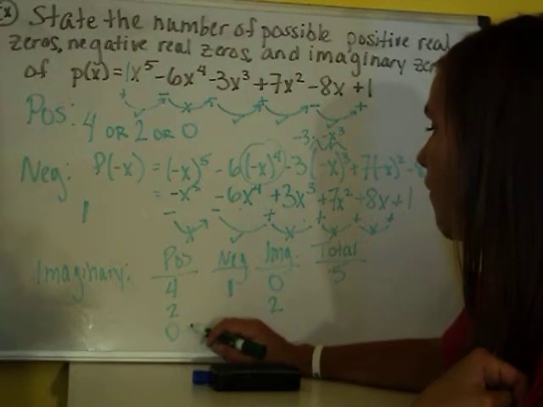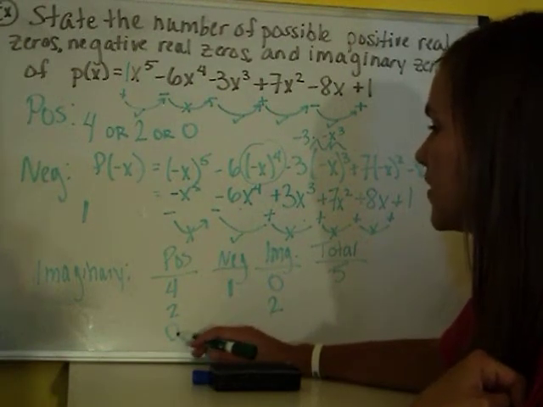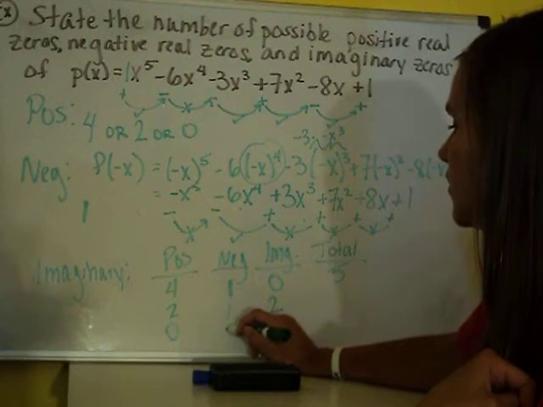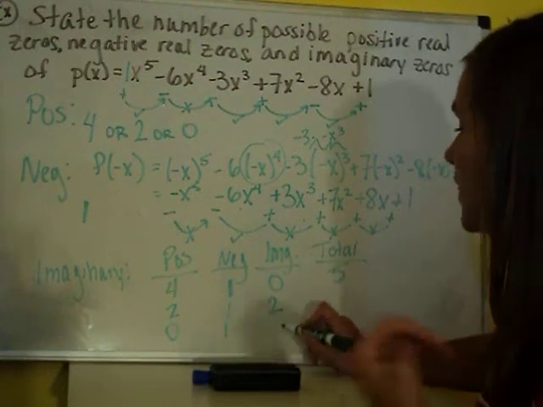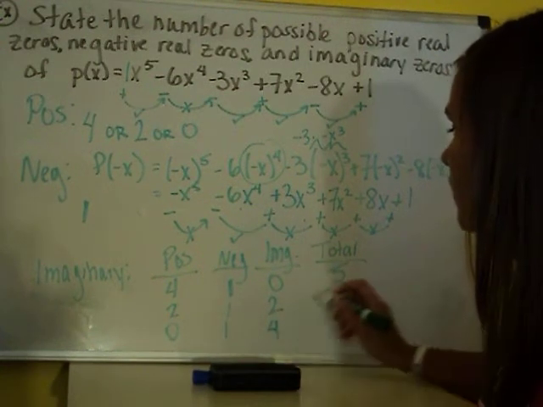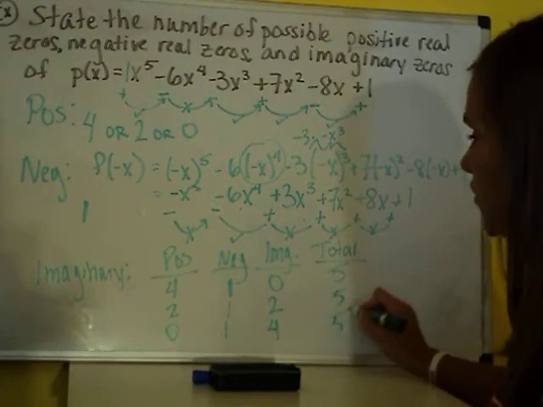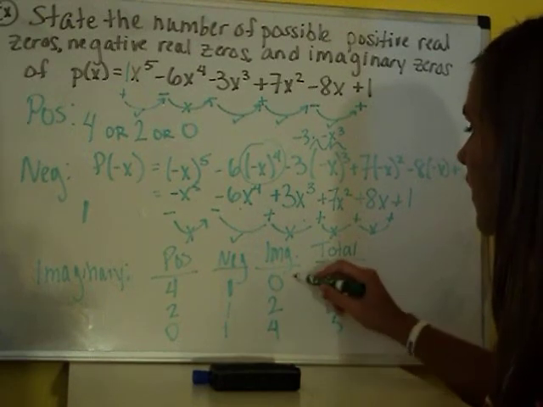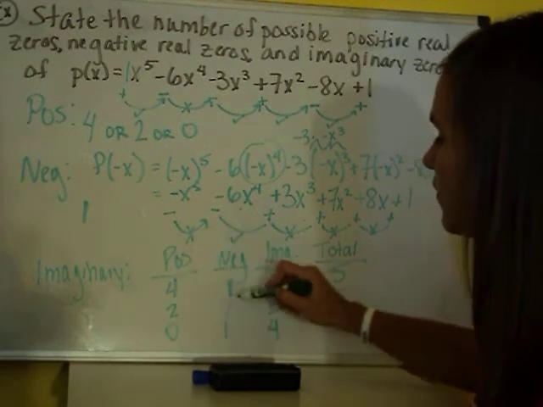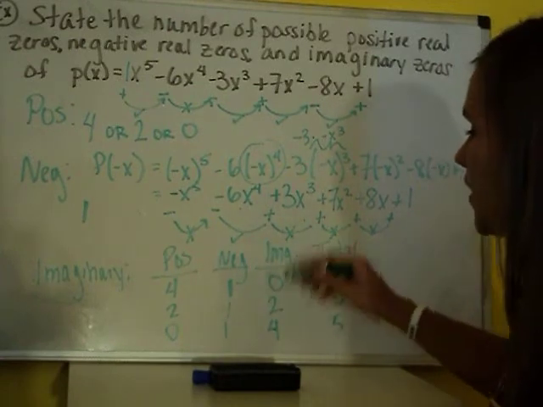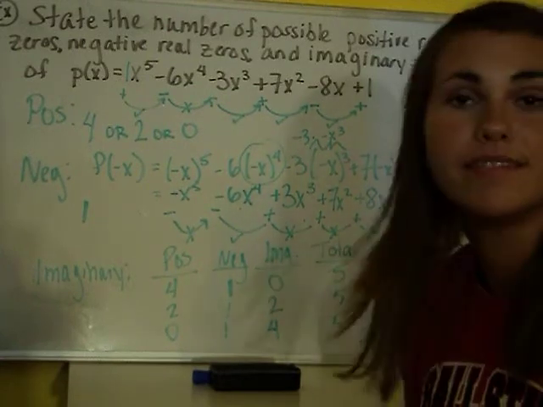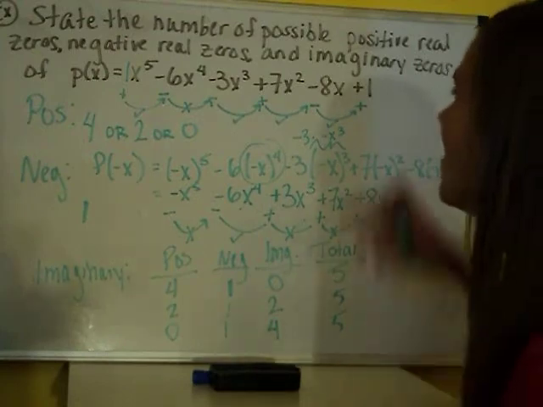Or, if I have 0 positive roots and 1 negative root, that means I have to have 4 imaginary in order to make it a total of 5. Okay, so for possible positive, negative, we have to have 1, and then the possible imaginary. Done. Okay, let's do another example.